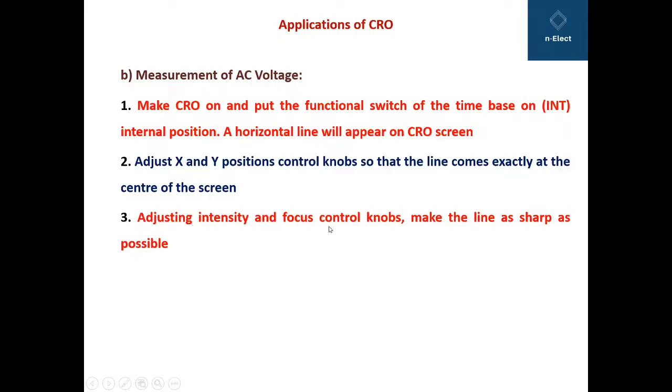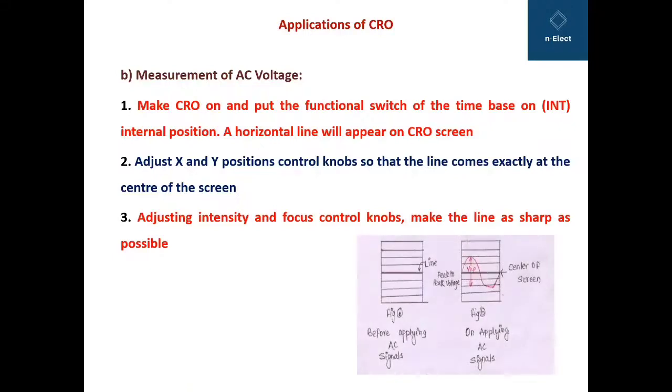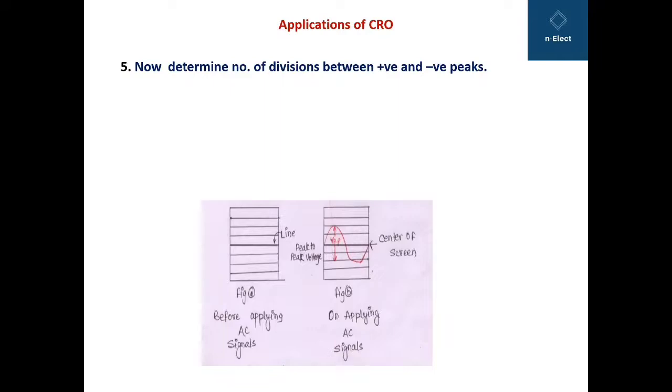Adjusting intensity and focus control knobs, make the line as sharp as possible. Now here you can see in the diagram, this is the initial adjustment we have done and the line is obtained at the center of the screen. Figure A shows position of the line before application of AC signal. Now to determine number of divisions between positive and negative peaks.